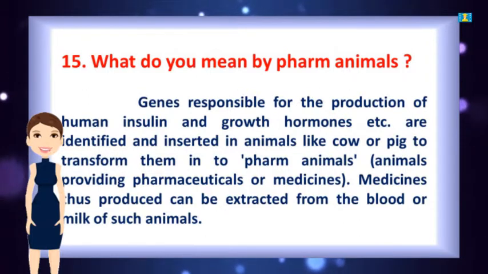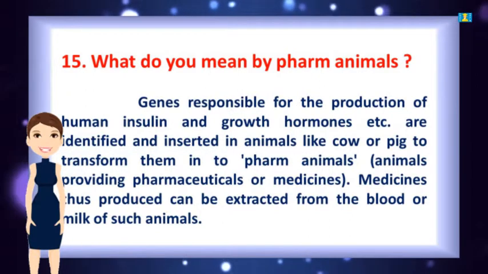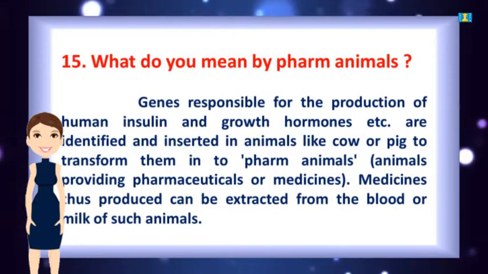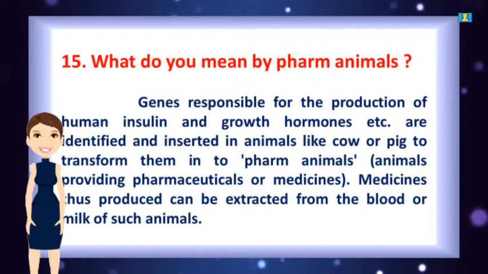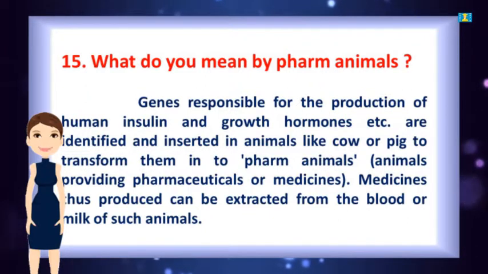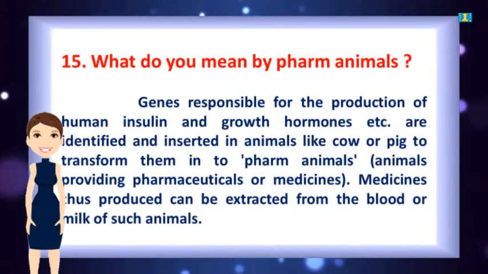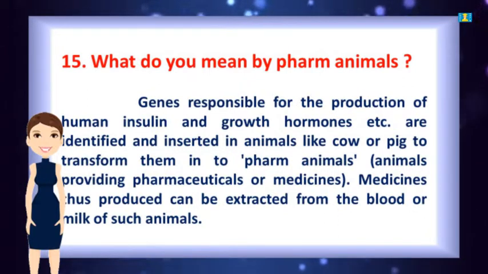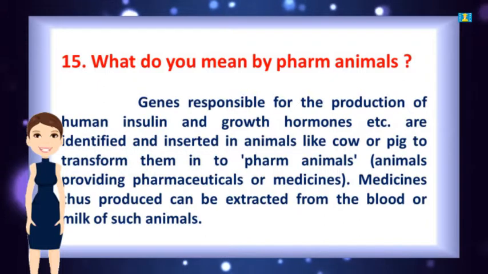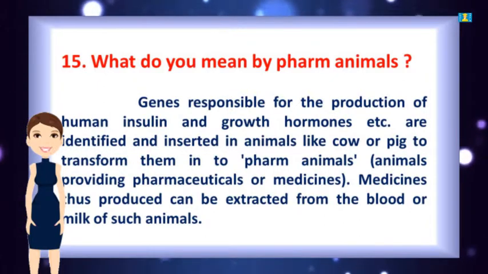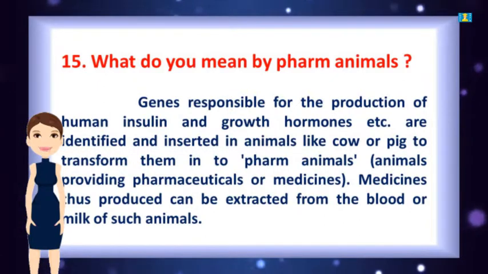What do you mean by farm animals? Answer is, genes responsible for the production of human insulin and growth hormones, etc., are identified and inserted in animals like cow or pig to transform them into farm animals. Animals providing pharmaceuticals or medicines. Medicines thus produced can be extracted from the blood or milk of such animals.